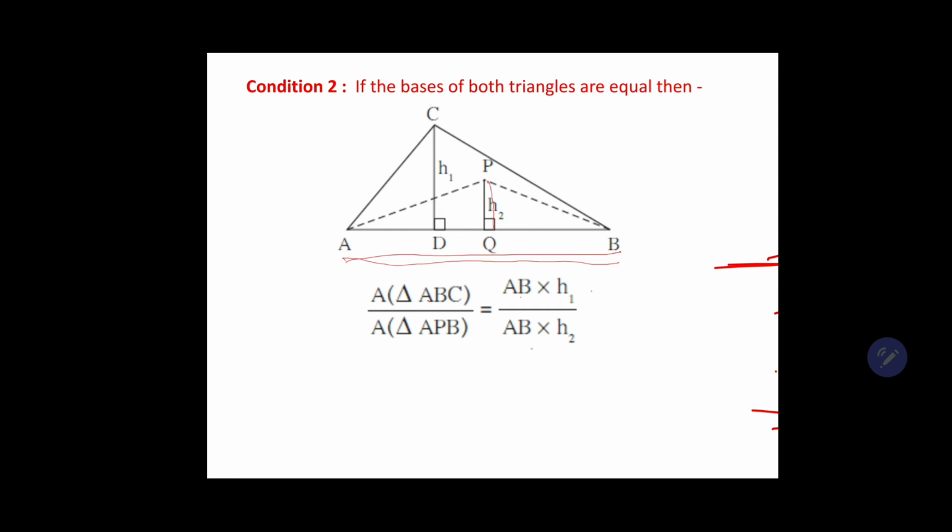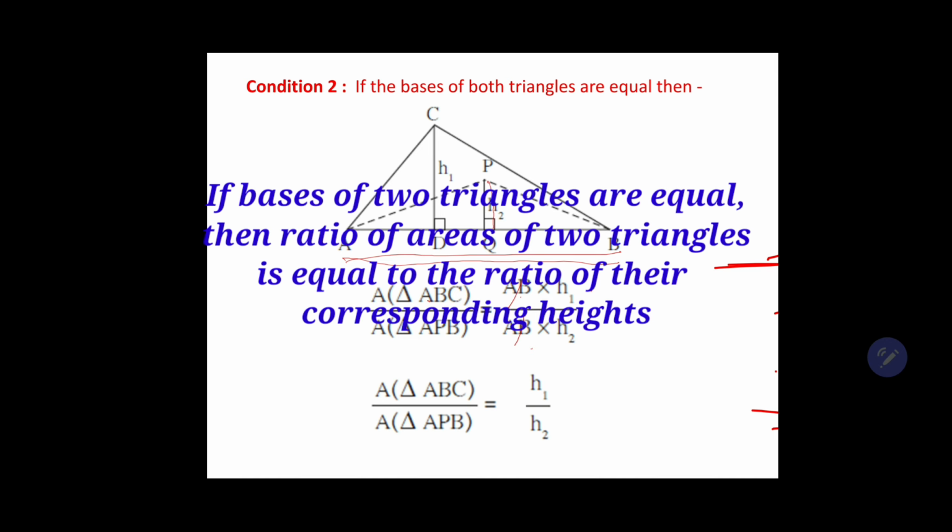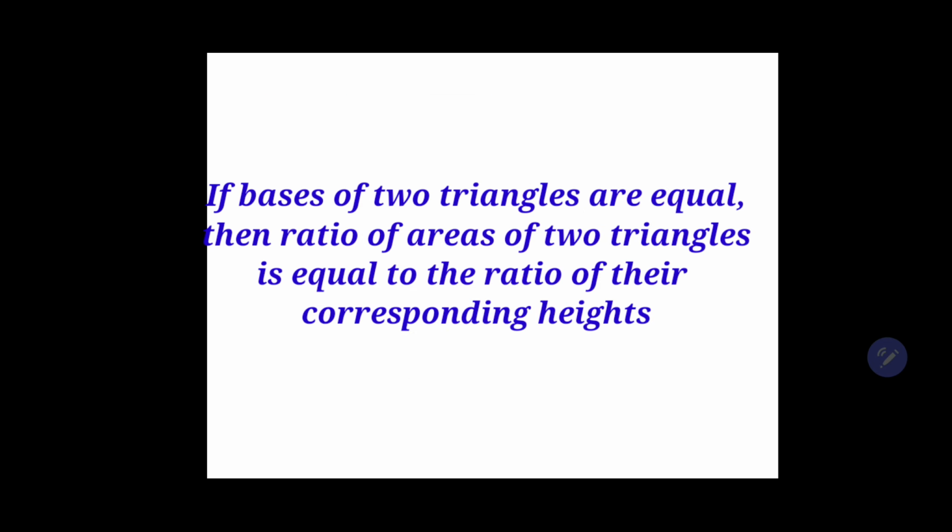This is by the basic formula. On the right hand side we have AB in the numerator and denominator, which will get cancelled. So we'll get H1 divided by H2, that is, area of triangle ABC divided by area of triangle APB is equal to H1 by H2. So the ratio of their areas will be equal to the ratio of their corresponding heights. This is the second property we have.